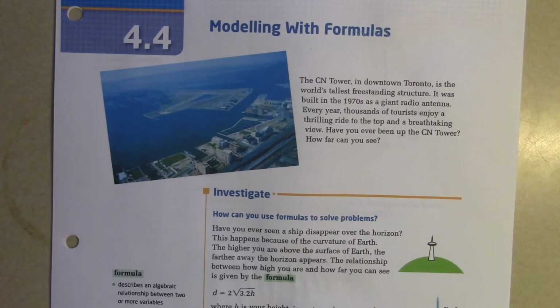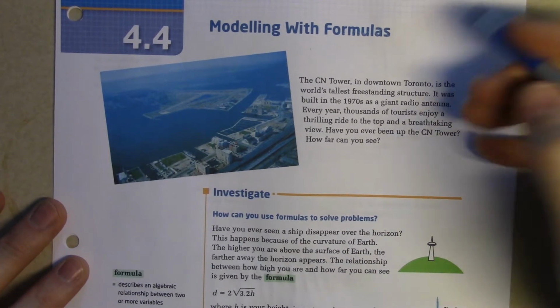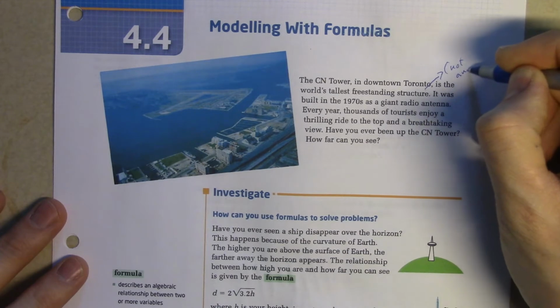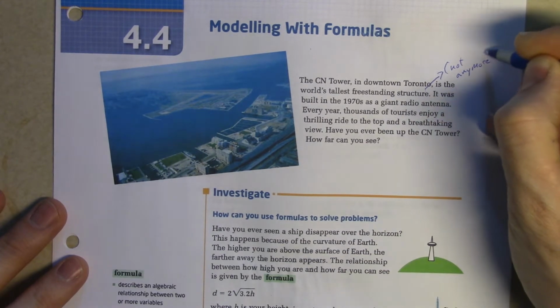The CN Tower in downtown Toronto is the world's tallest freestanding structure. It was built in the 1970s as a giant radio antenna. Every year, thousands of tourists enjoy a thrilling ride to the top and a breathtaking view. Have you ever been up to the CN Tower? How far can you see?